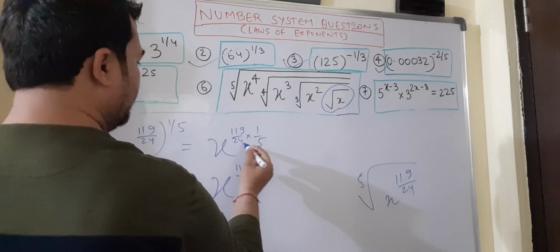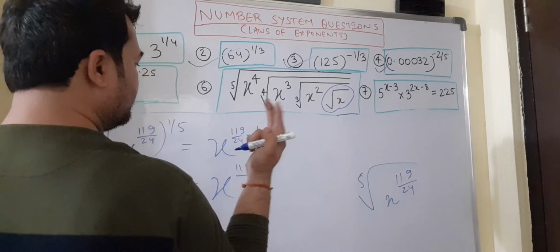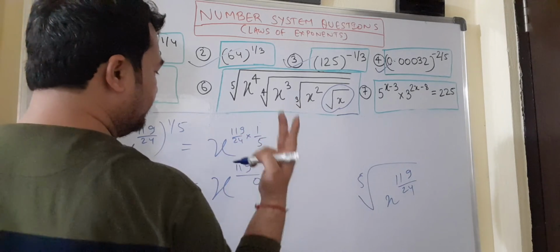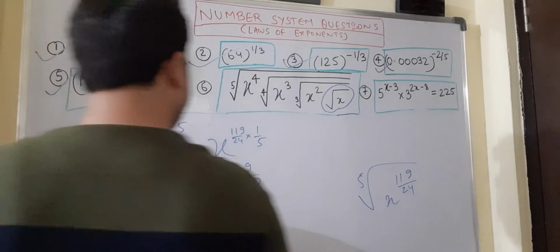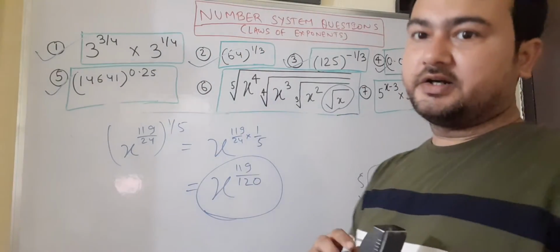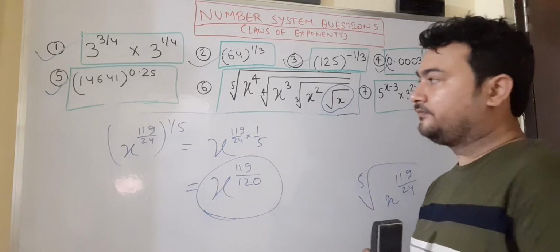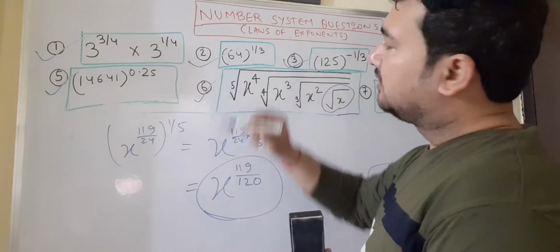24 into 5. 5 4s are 20. 0, carry 2. 5 2s are 10 and that 2, 12. So this is your answer: x to the power 119 by 120. So you have solved this also.